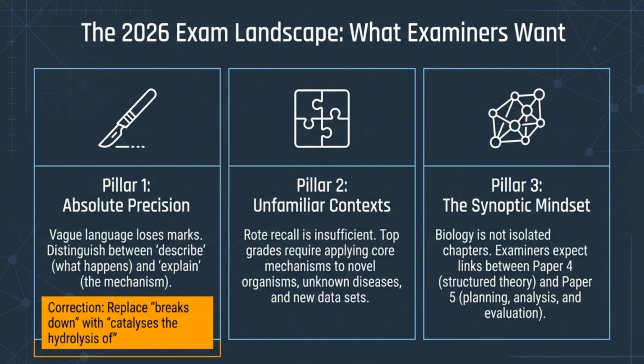First, let's talk about what the examiners actually want from you. Think of these as the 3 pillars of your revision. First, absolute precision. Using vague language like "breaks down" is a one-way ticket to losing marks. You need to say "catalyzes the hydrolysis of." Second, unfamiliar contexts. They will throw a weird disease or a plant you've never heard of at you. Don't panic. They're just testing if you can apply core mechanisms to new data.